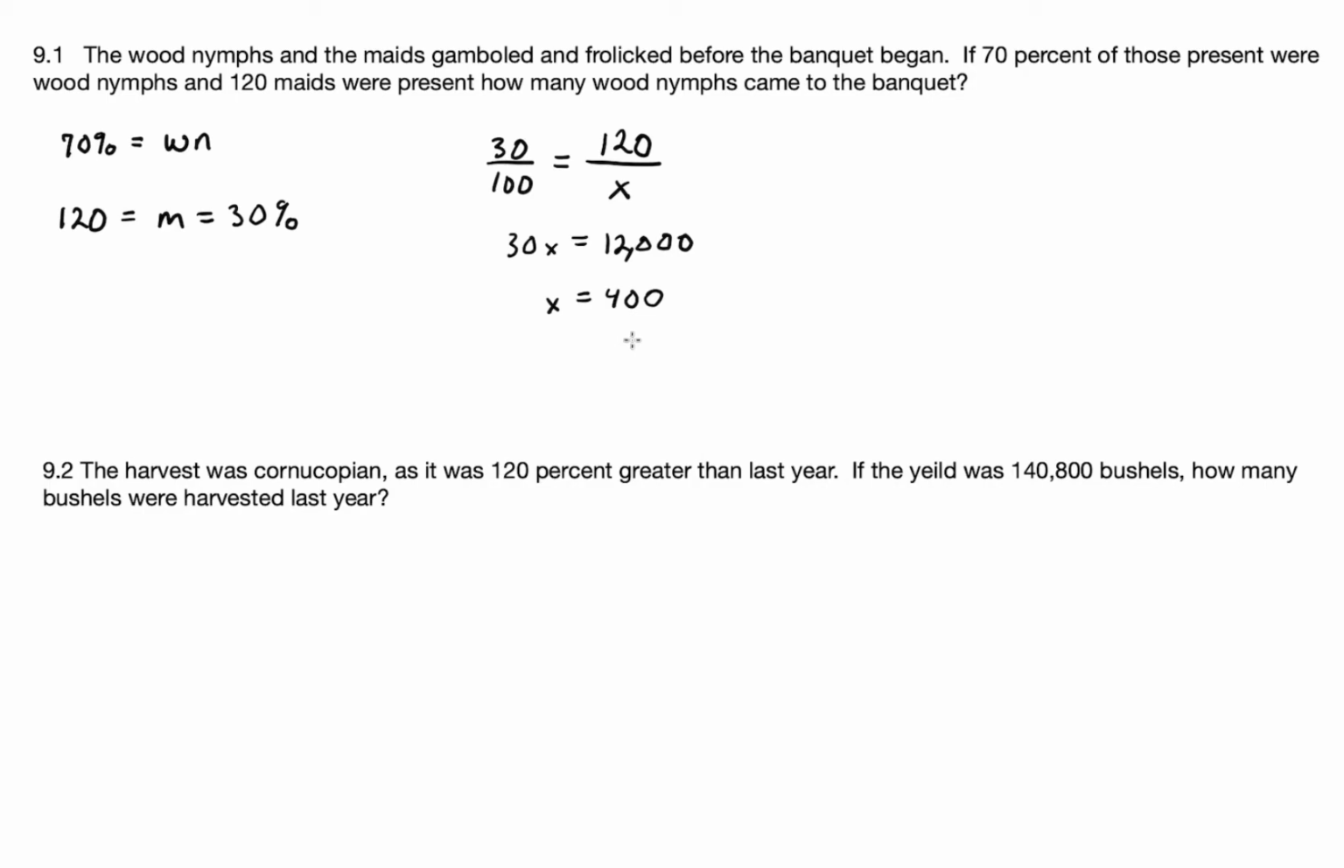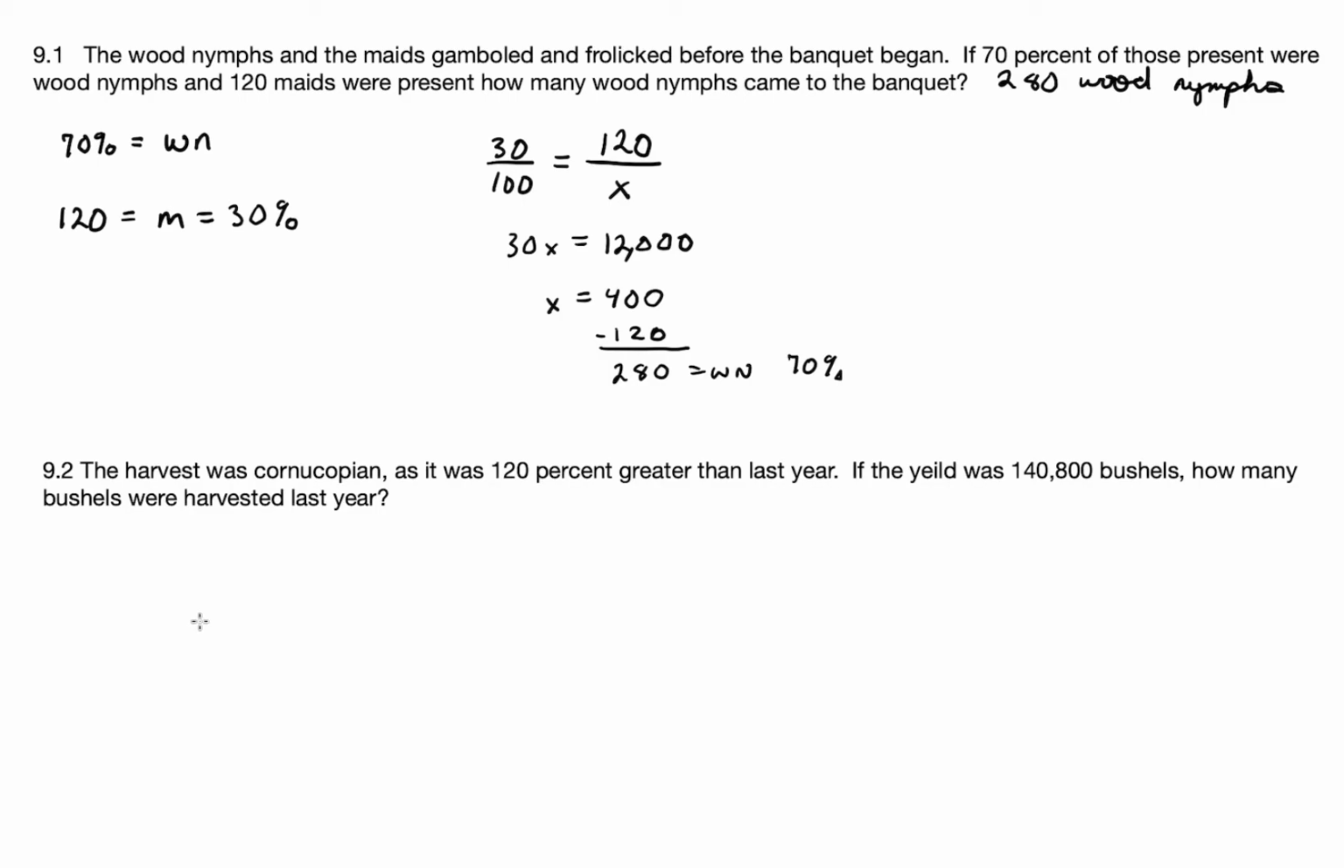The other thing we can do is we could just say, okay, now we know how many we had total. Let's subtract the maids, and that should leave us the total number of wood nymphs. So that is 70%, is 280. All right, that should be your answer. 280 wood nymphs. I don't know exactly what a wood nymph is, but it sounds supernatural and all fantasy-like.